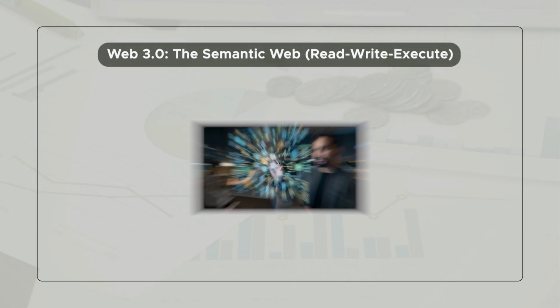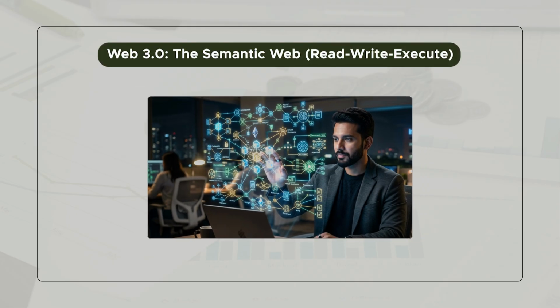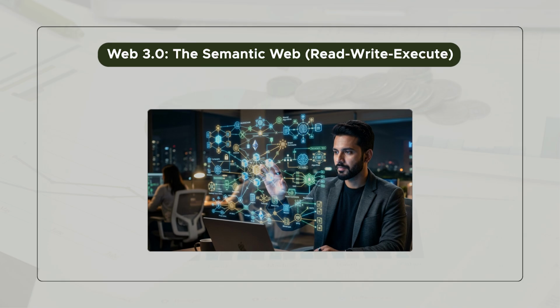Then comes Web 3.0, or the semantic web. Here it moved beyond mere content creation. Web 3.0 actually was the read, write and execute web. Remember, Web 2.0 was the read-write web. Now you are talking about Web 3.0, which is the read, write and execute web. This focuses on machine understanding, data linking and decentralized architecture.